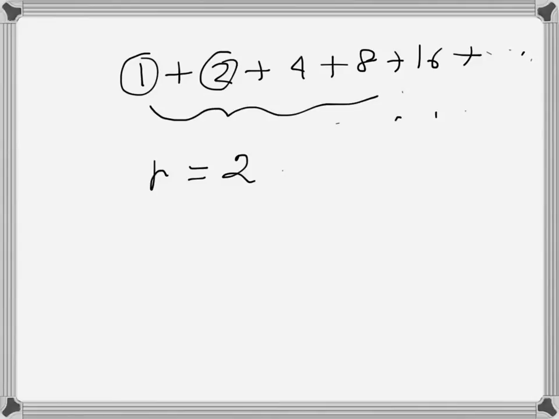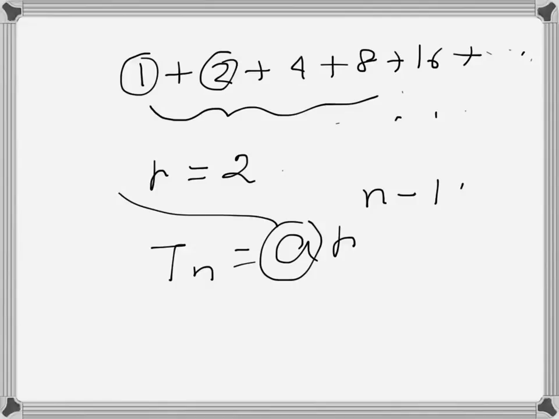for the nth term, and that can be written as a r to the power n minus 1. Now a is the first term, in this case it's 1. So from here I can write the fifth term. The fifth term will be 1, r is 2, to the power 5 minus 1, that is 4. So 2 to the power 4 is 16. So that's the fifth term here.